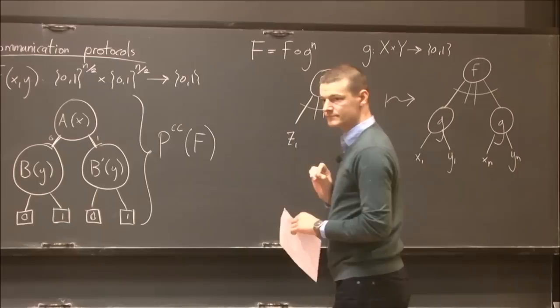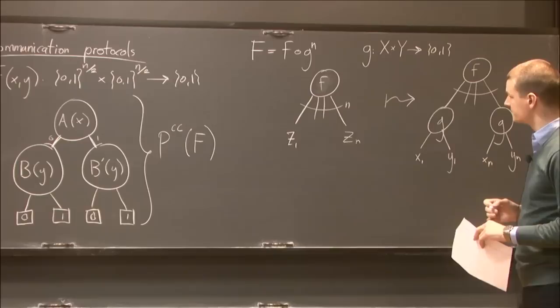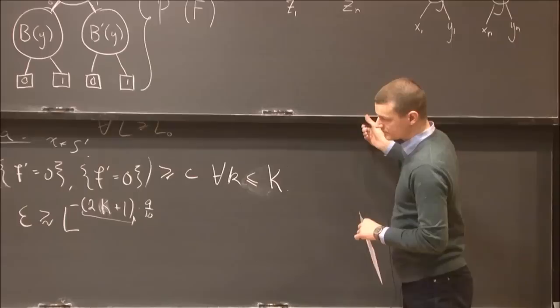And it should be clear that the communication complexity of capital F is at most the decision tree complexity of little f times the communication cost of the gadget.